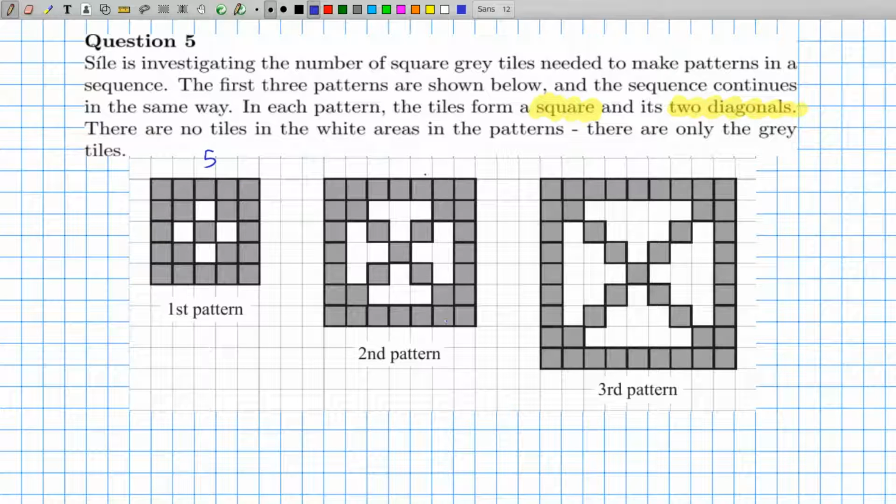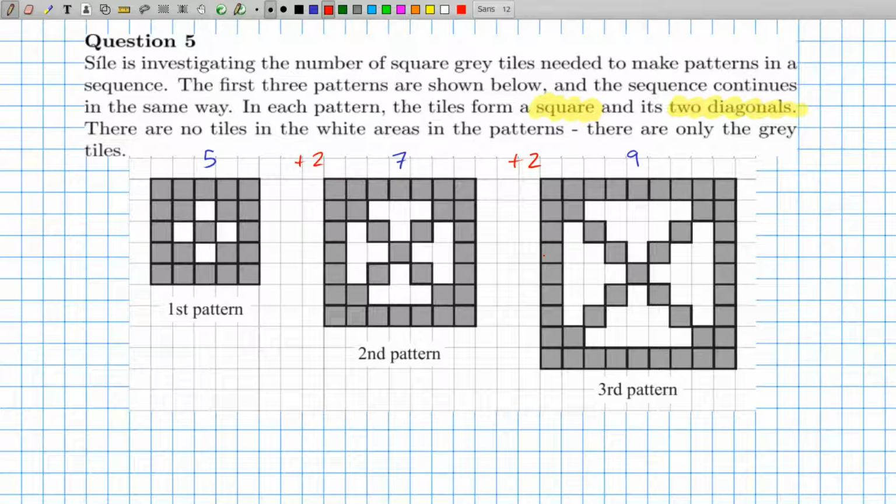The second pattern is moved up to 7. And in the third pattern, it's now 9 tiles long and 9 tiles high. So you can see there's kind of a pattern already, even just with the side lengths. To go from 5 to 7, you need to add 2 tiles, and to go from 7 to 9, you need to add 2 tiles as well.